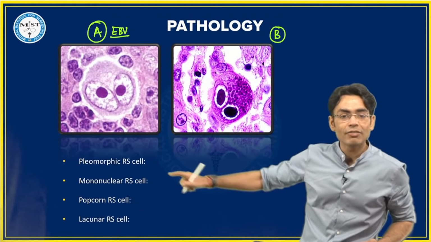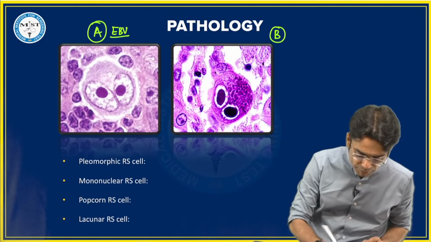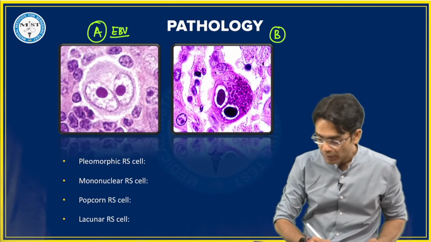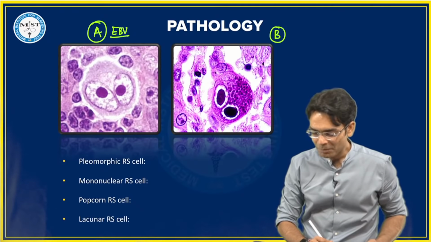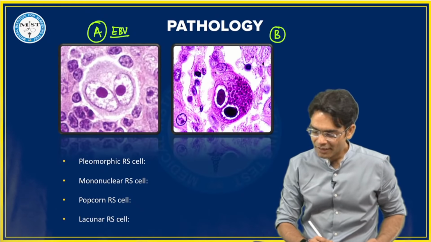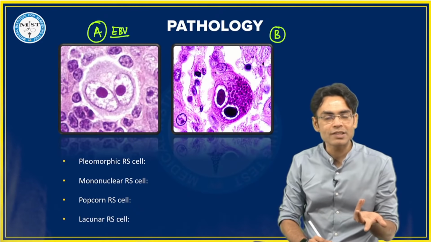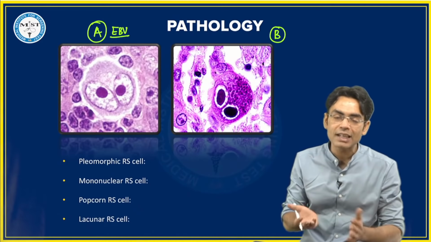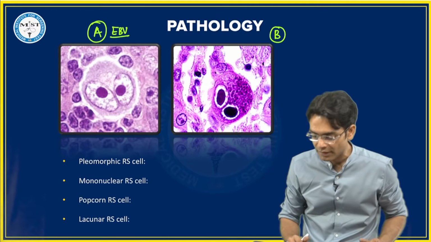Pleomorphic RS cell, if we are talking about, then obviously pleomorphic. In renal transplant, the most common infection will be CMV. Whether you write owl's eye appearance or owl's eye inclusion, it does not matter.